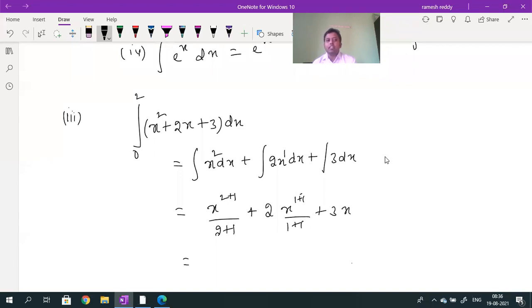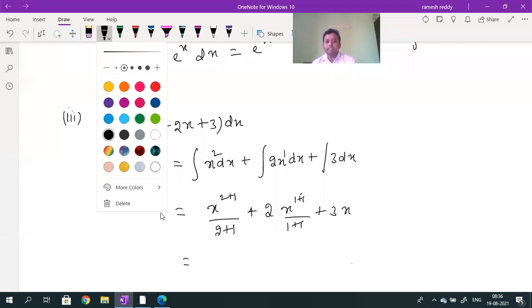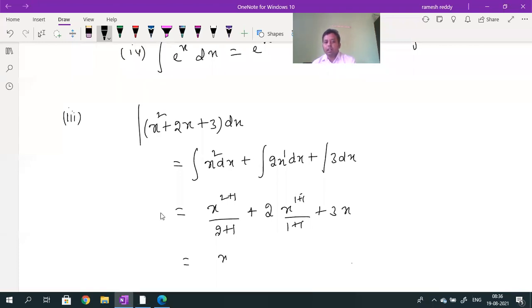For suppose if limits are not there, then I got the answer which is equal to x cube divided by 3. This answer value will be x cube divided by 3 plus 2 into x square by 2 plus 3 into x.